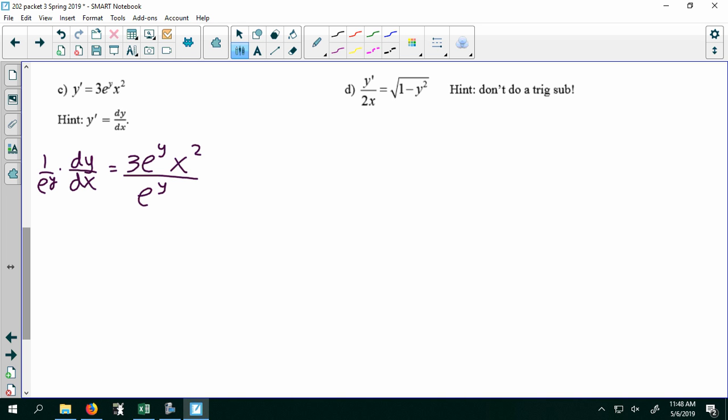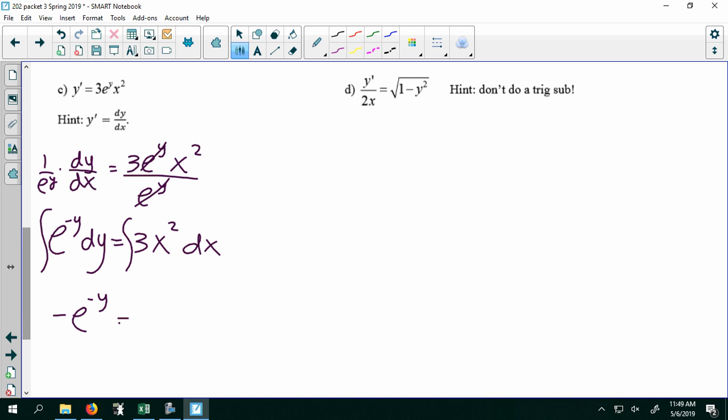And I'm going to multiply both sides by dx. So these cancel, and I get 3x squared dx when I multiply by dx. And 1 over e to the y is the same thing as e to the negative y dy. And then I'm going to integrate both sides. The antiderivative of e to the negative y is negative e to the negative y. Technically, there's a plus c there, but I'm just only going to put it on the right. So I have x cubed plus c.